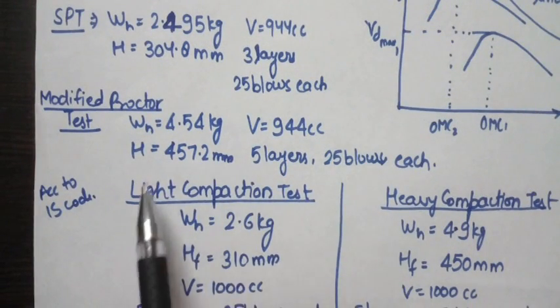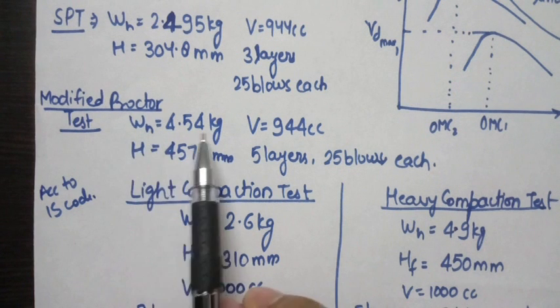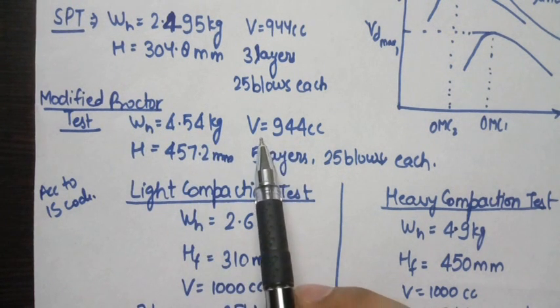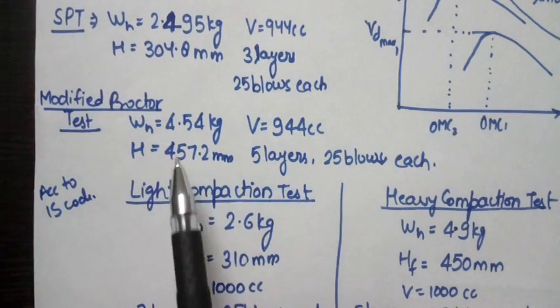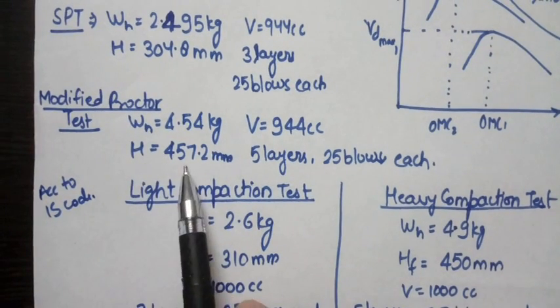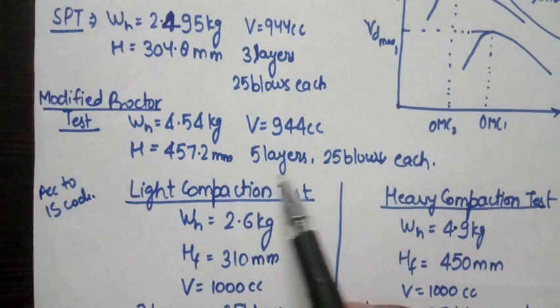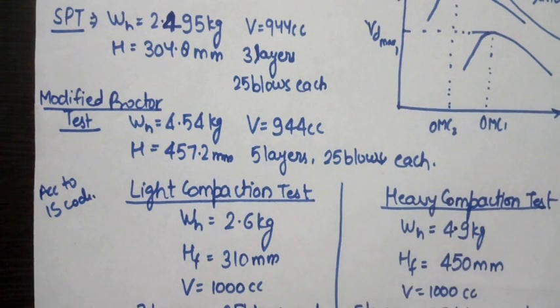In the modified Proctor test, we have a hammer weight of 4.54 kg, volume is 944 cc, the same as in the standard Proctor test. Height of fall is 457.2 mm. We have 5 layers, and 25 blows are done in each layer.